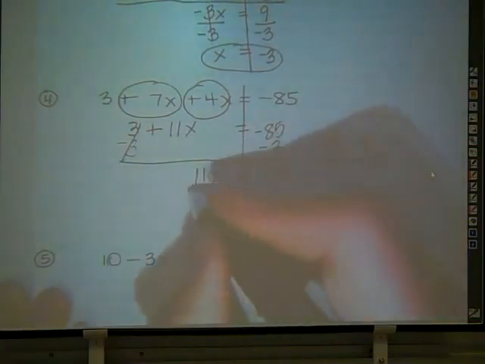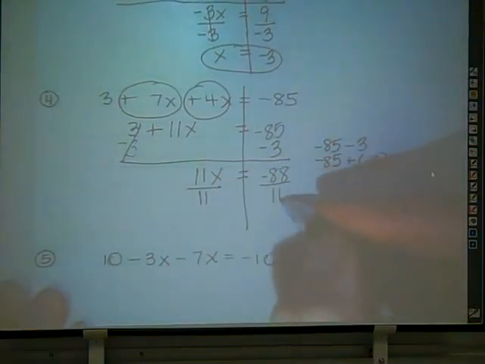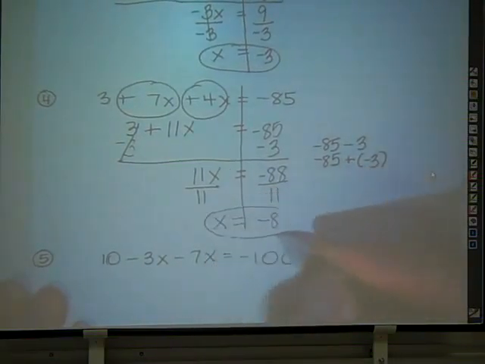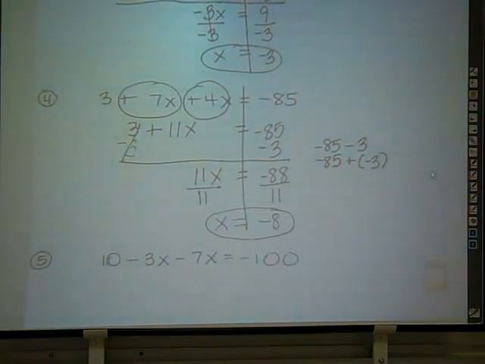Now, last step, divide both sides by 11. So x is going to be equal to negative 8. Once again, you can check this on your own.